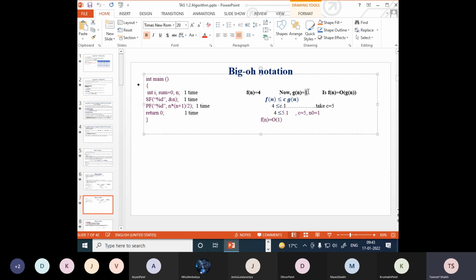Big O of 1 means this one, g of n is 1, and according to the definition of big O it satisfies this. And if we don't go to the definition part, we can also directly say from here, whenever you are given a function f of n equal to 4, it means it is a constant term, a constant time. You will always keep in mind that it will take big O of 1 time. If it is linear, big O of n. If it is quadratic, big O of n square, and so on.